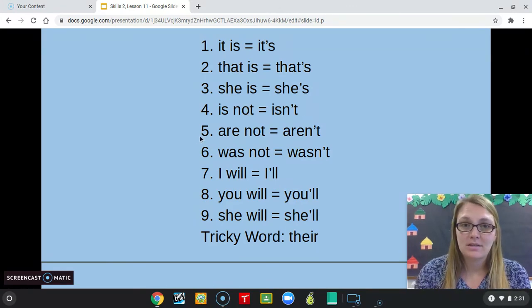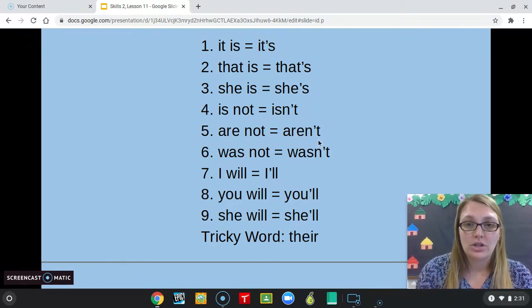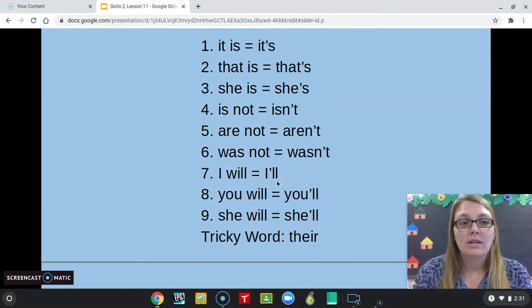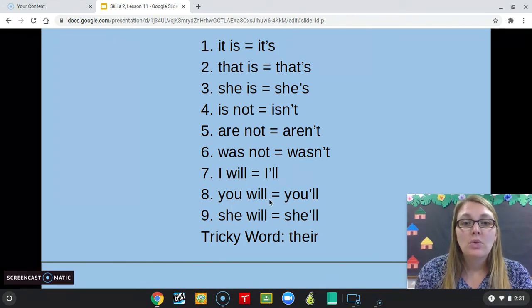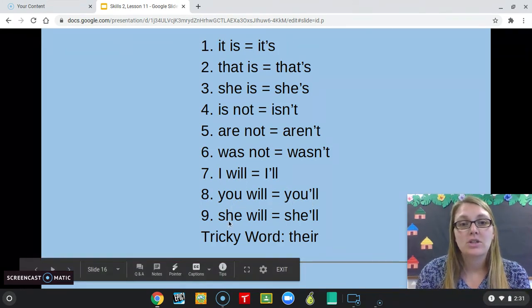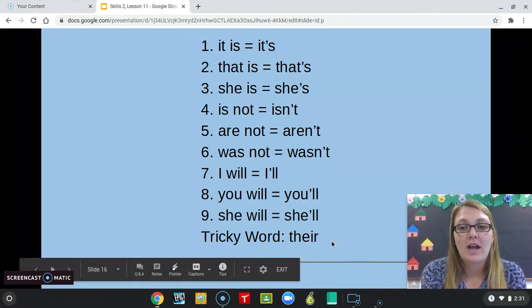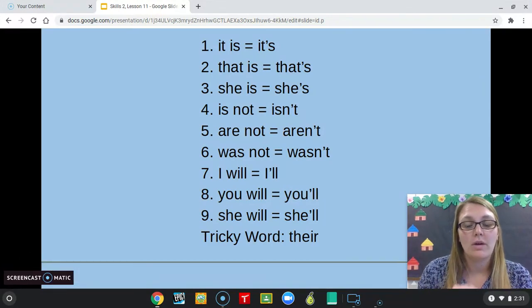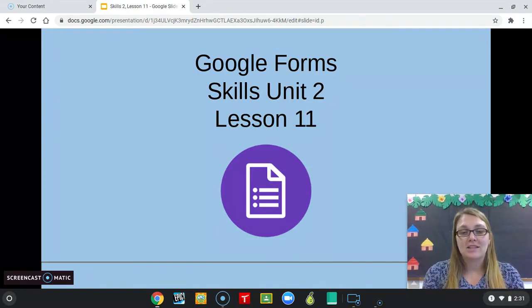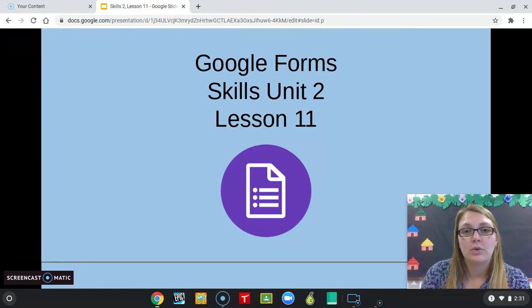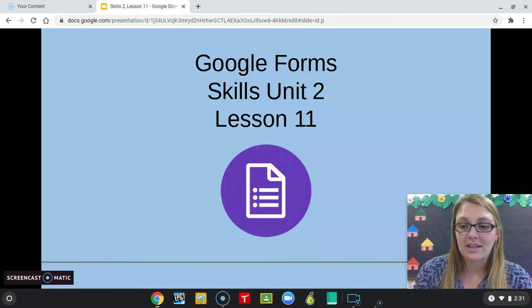It is becomes it's. That is becomes that's. She is becomes she's. Is not becomes isn't. Are not is aren't. Was not is wasn't. I will is I'll. She will is she'll. You will is you'll. And our tricky word is their. This is the possessive their, like that is their house, their car. They own whatever that item is.